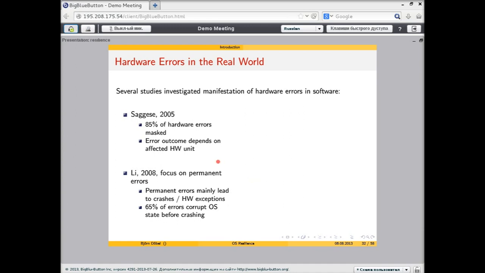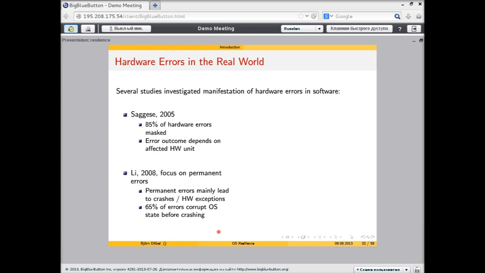Another thing they figured out is that the outcome of errors, if they hit software, also depends on what kind of hardware unit you actually affect. So for instance, they had a look at memory errors, and in memory errors, it is more likely that you silently change some data in your application and the application still continues running but produces a wrong result. Whereas, if you have a look at the execution unit, like the instruction decoder, then decoding the wrong instruction may more likely lead to an application crash.